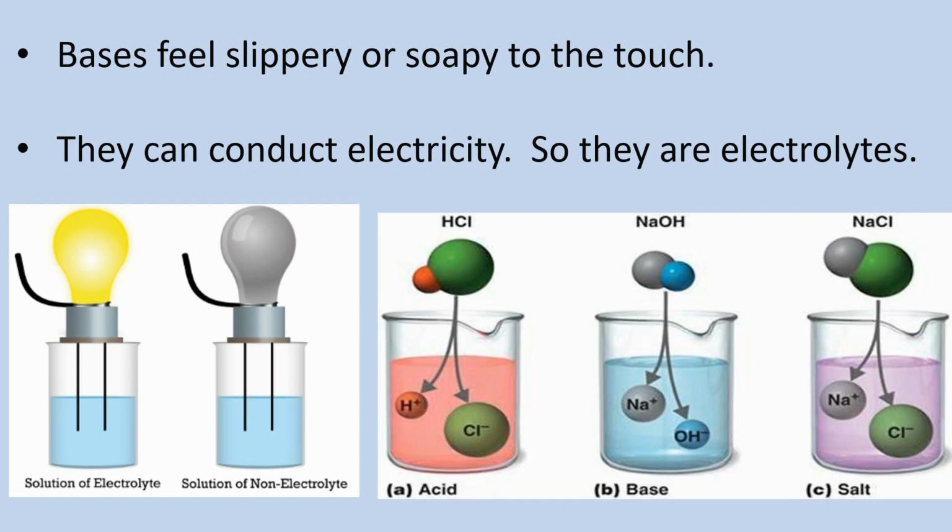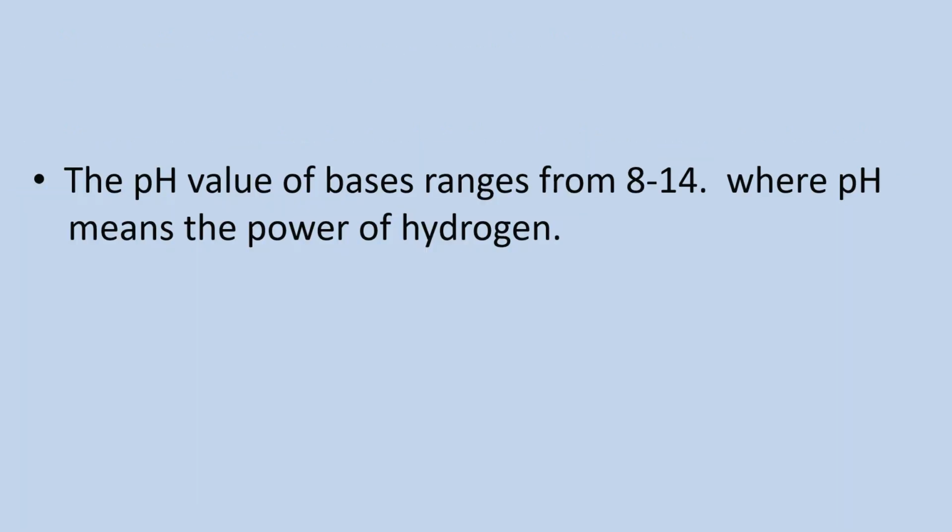There are actually three types of electrolyte solutions: acid solutions such as aqueous HCl, basic solutions such as aqueous NaOH, and salt solutions such as aqueous NaCl. The pH values of bases range from 8 to 14, where pH means the power of hydrogen.